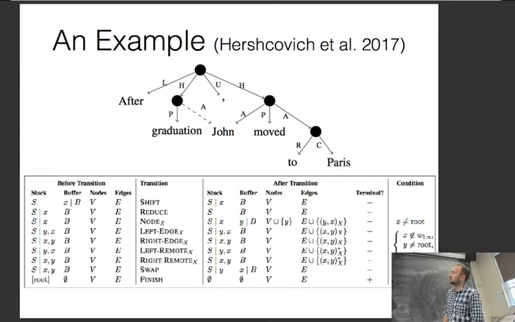And then it has left edge and right edge that allow you to create the solid edges here. And then it also has these left remote, right remote things. These remote edges are basically the dashed line here. John moved to Paris is the main predicate involving John. But also John graduated, right? So you can see that John and graduation are also linked as an action. I won't go through the entire system. It also has a swap action.